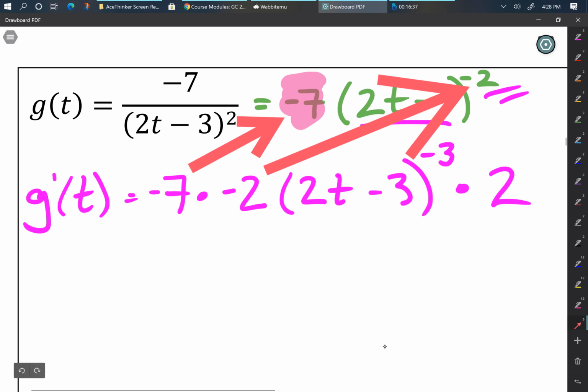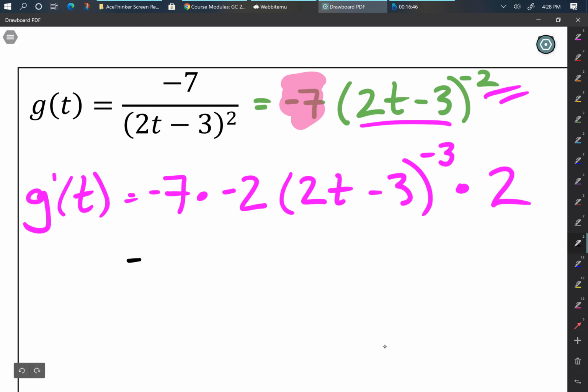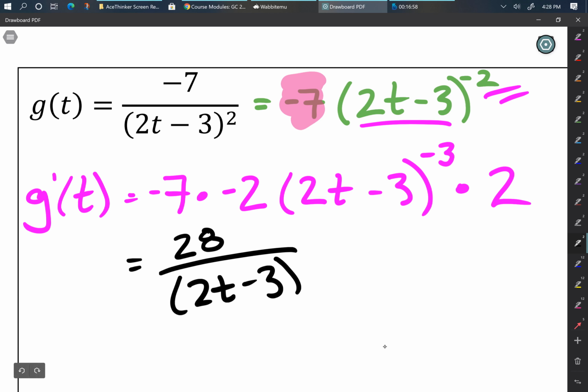This negative 2 is that exponent negative 2. And this 2 is from that derivative in there. Okay? And then, cleaning things up a little bit, I have negative 7 times negative 2 times 2. So that's 28. And so I get 28 over (2t minus 3) cubed.